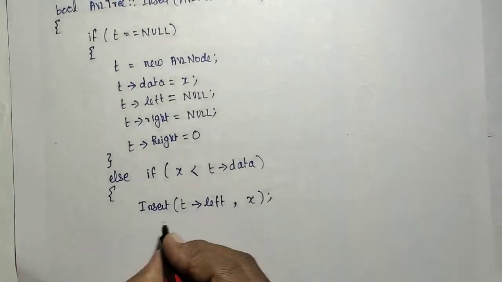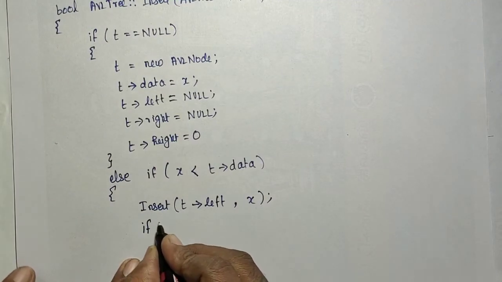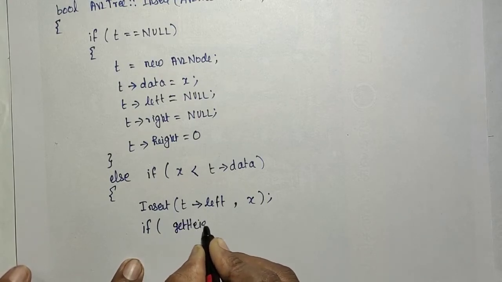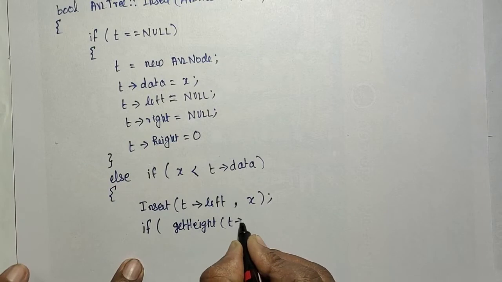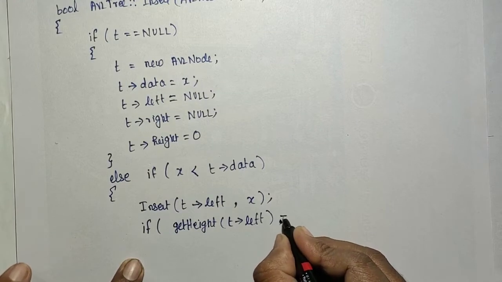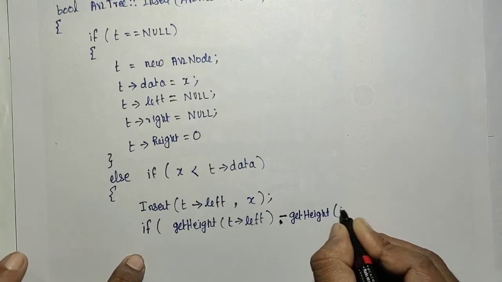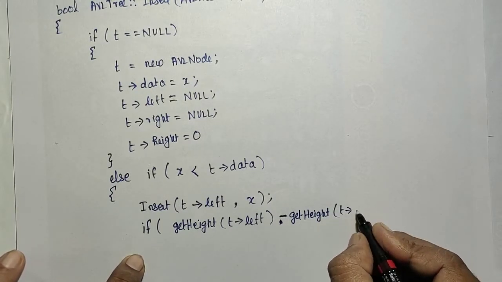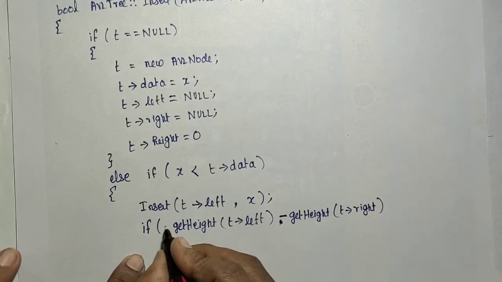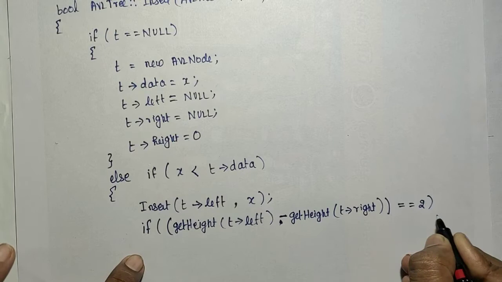That is, if after inserting, get height of t of left, minus get height of t of right. So this is equal to what? Minus, that is a 2. Is this less than or equal to 1?